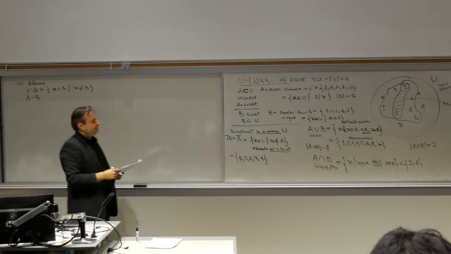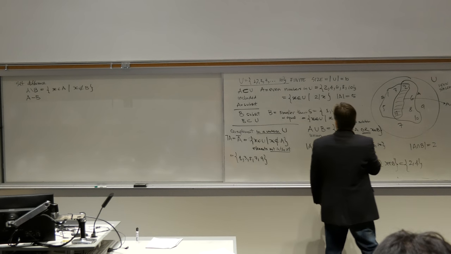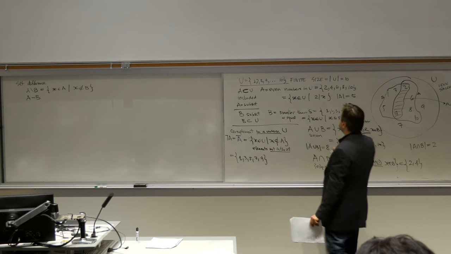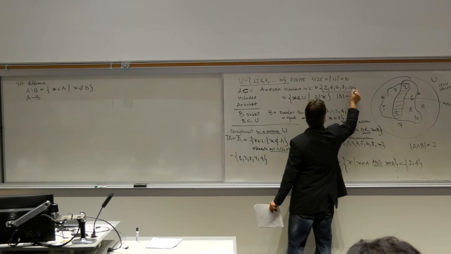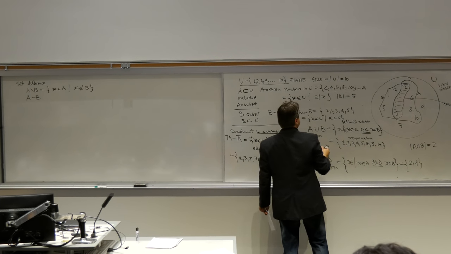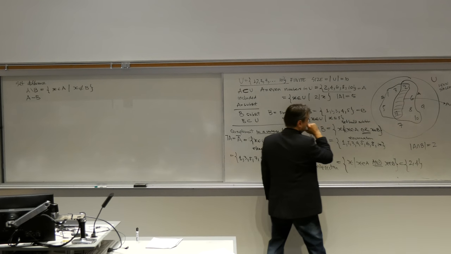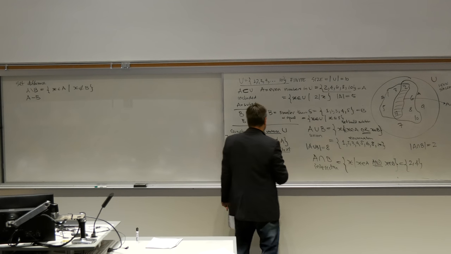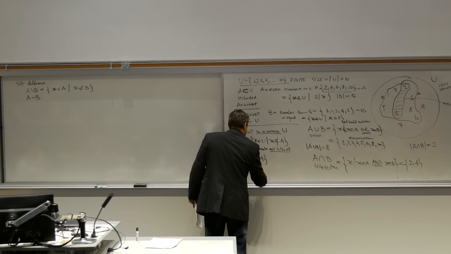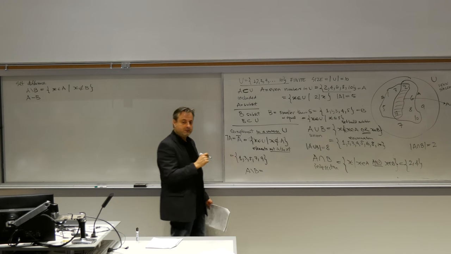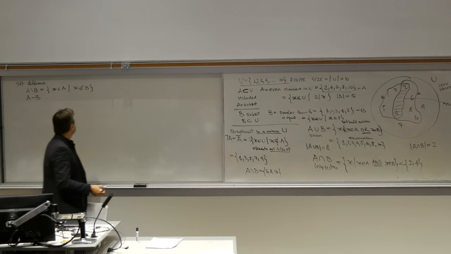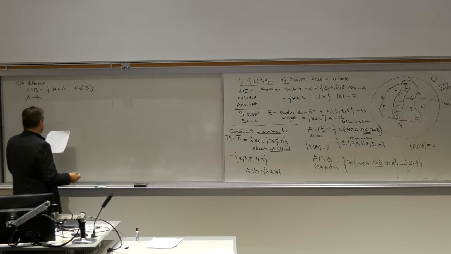So for my example here, who is A minus B? I have this A, 2, 4, 6, 8, 10, and I have this B, 1, 2, 3, 4, 5. What are the elements in A but not in B? 6, 8, 10. So this is called set difference.